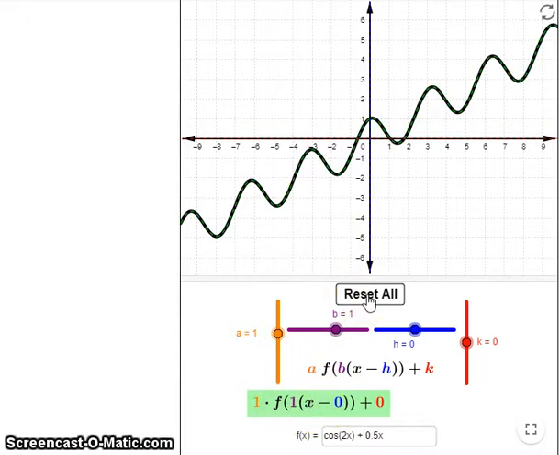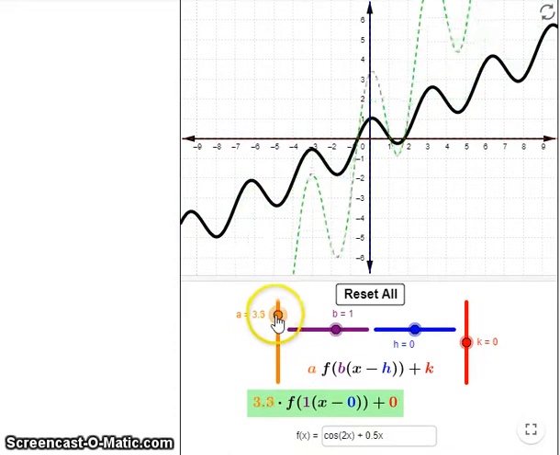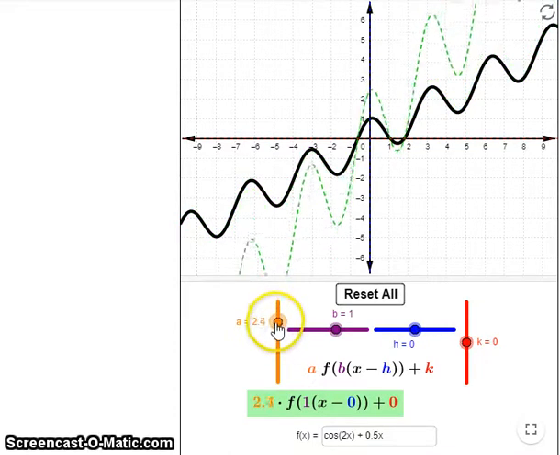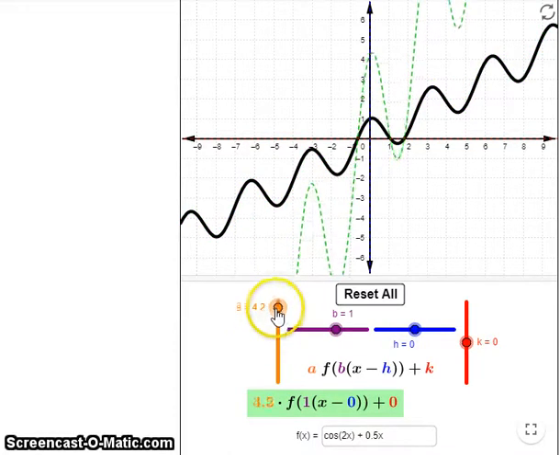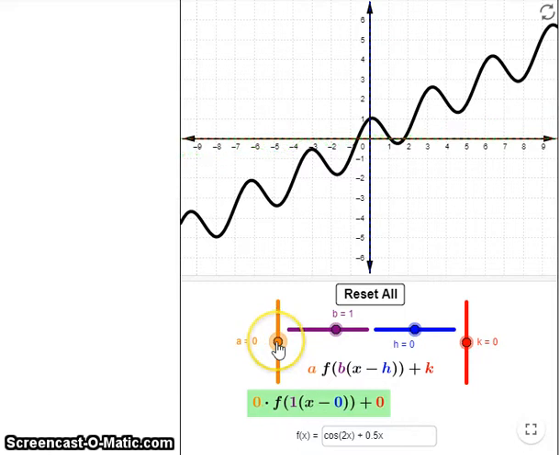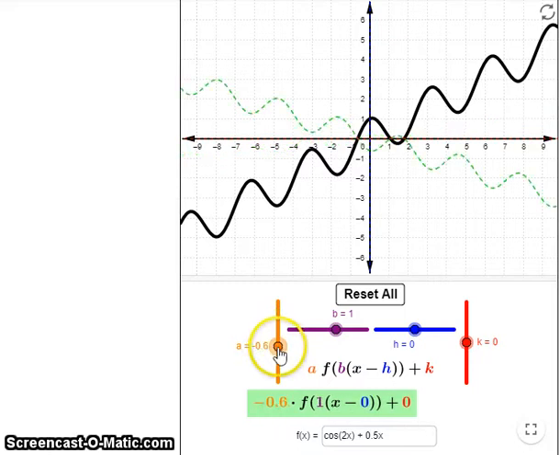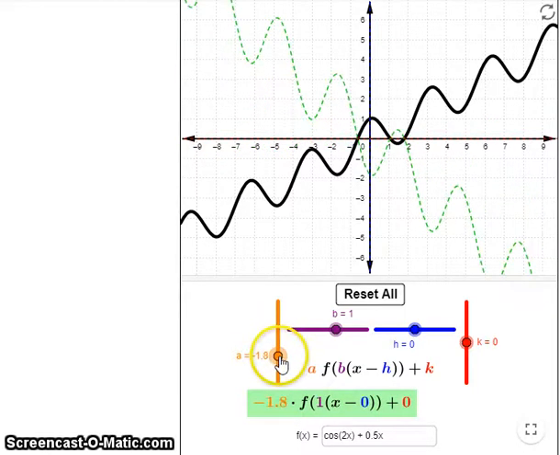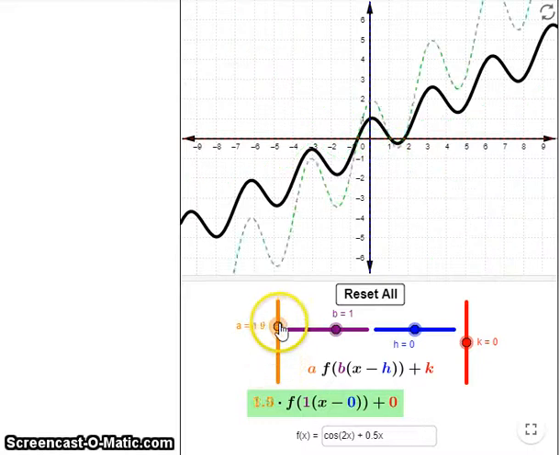So let's just look at all of these together. I've reset everything so that my transformed function is the same as my original function. We have a vertical stretch with a. The bigger a gets, the more of a stretch it is. If a is between 0 and 1, we're actually compressing from the function towards the x-axis. And if a becomes negative, we're going to be reflecting across the y-axis.